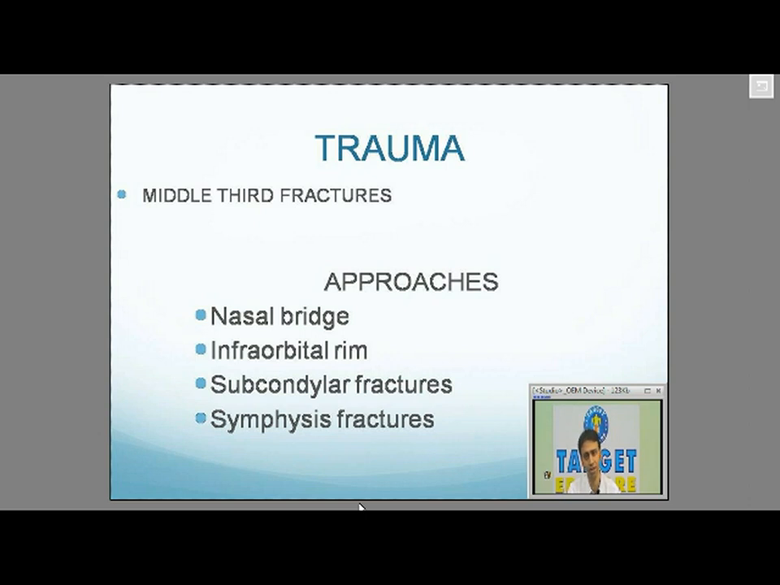How to approach a Lefort 3 fracture? Again, the frontonasal part can be approached via nasal incision, as I discussed earlier, the gull's eye view, the open sky approach.